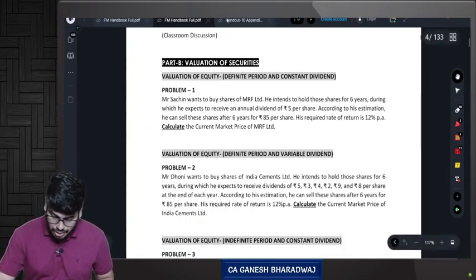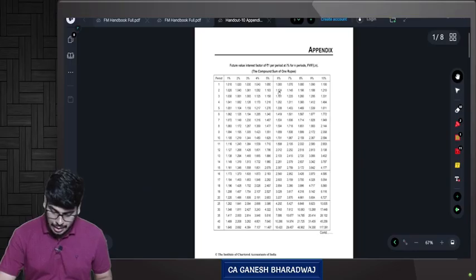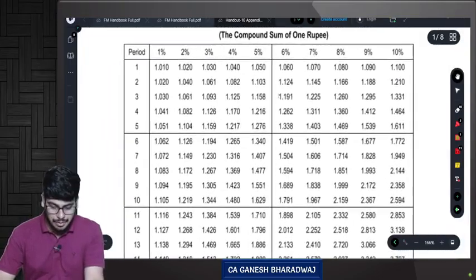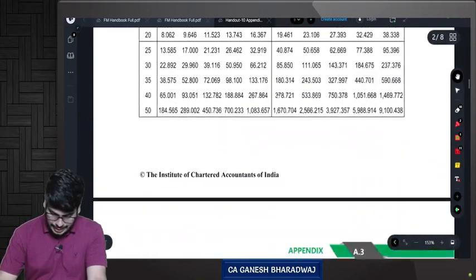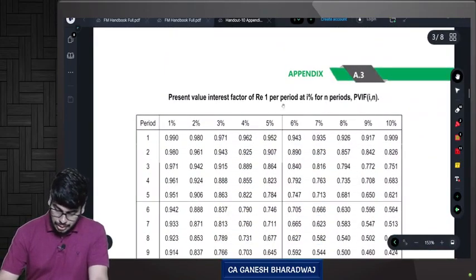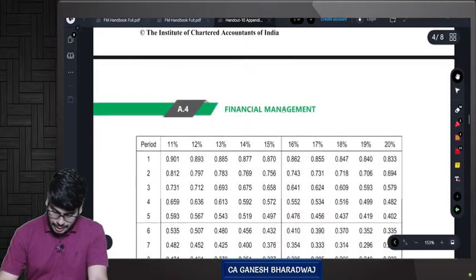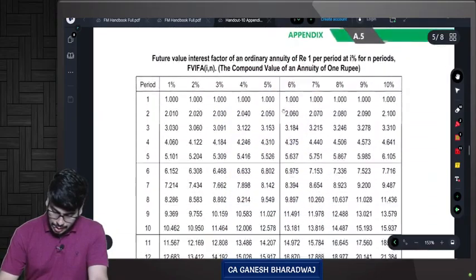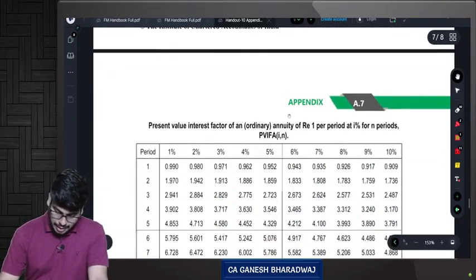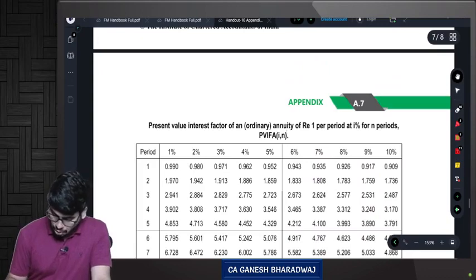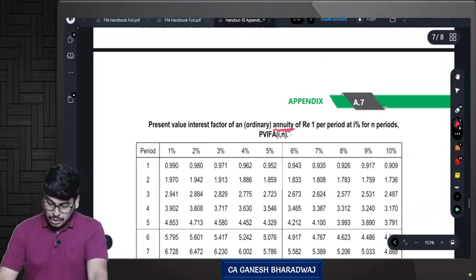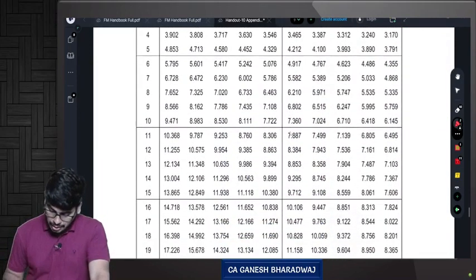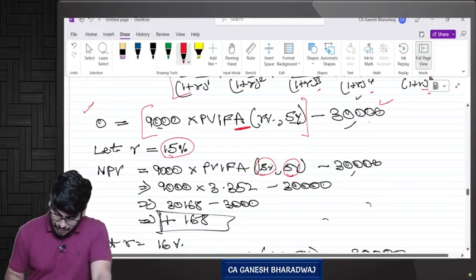So we need to go to the annuity table, the present value interest factor annuity table. So where is your annuity table? This is the future value annuity table. Yes, present value interest factor of annuity we have here. Yes, so this is our annuity table. So what have we got? 15% for 5 years we need.